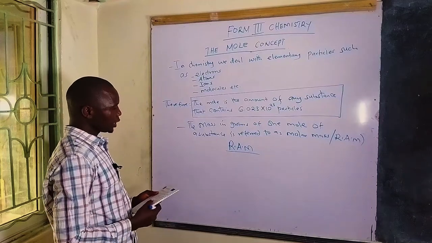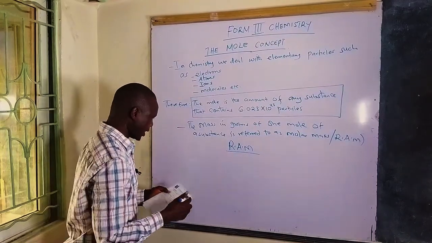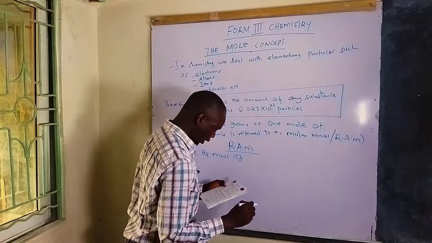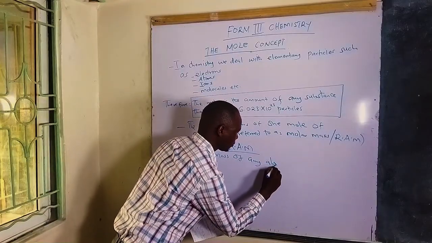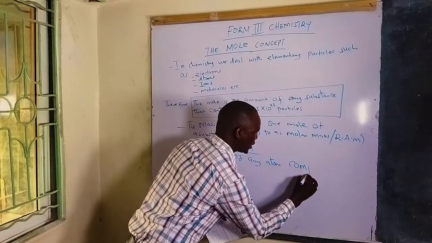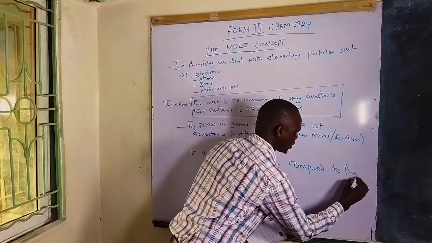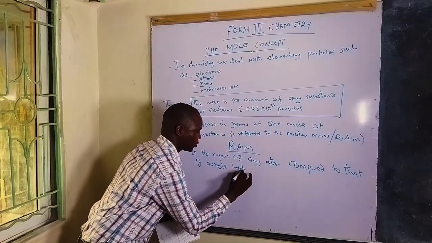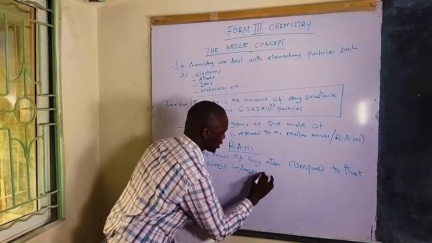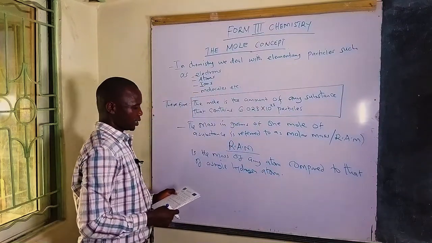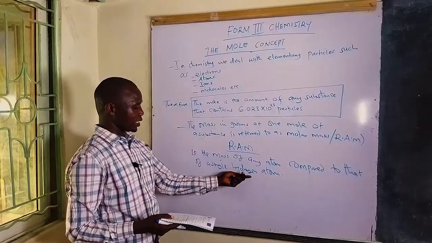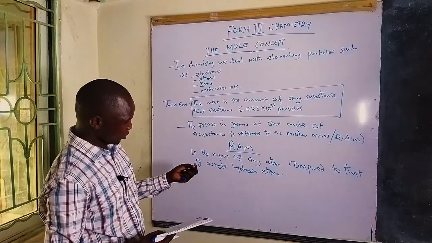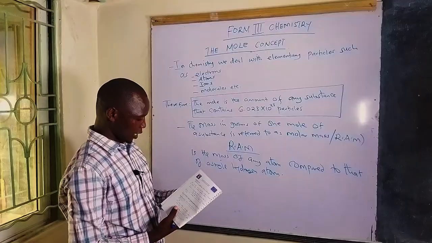So what is relative atomic mass? Relative atomic mass is the mass of any atom compared to that of a single hydrogen atom. So we are taking hydrogen as our reference element. That is to say, the masses of individual atoms are very, very small and therefore cannot be determined under normal laboratory conditions.